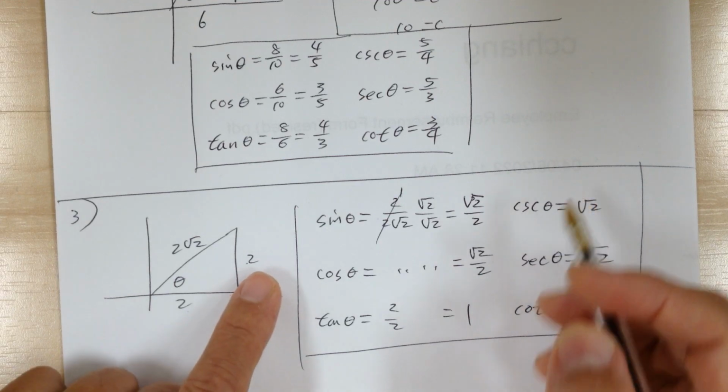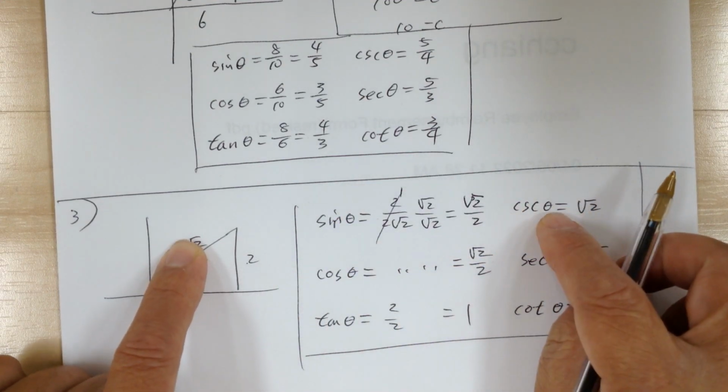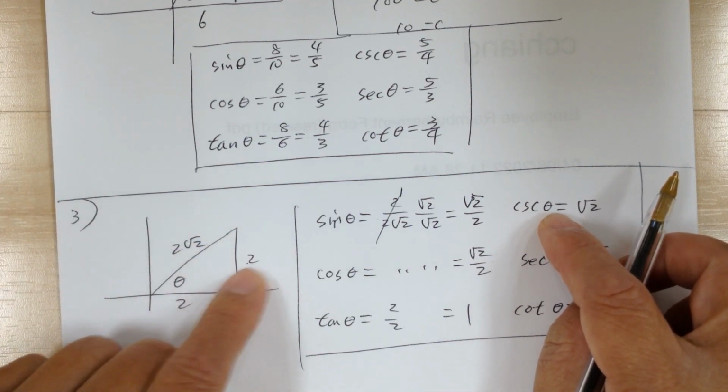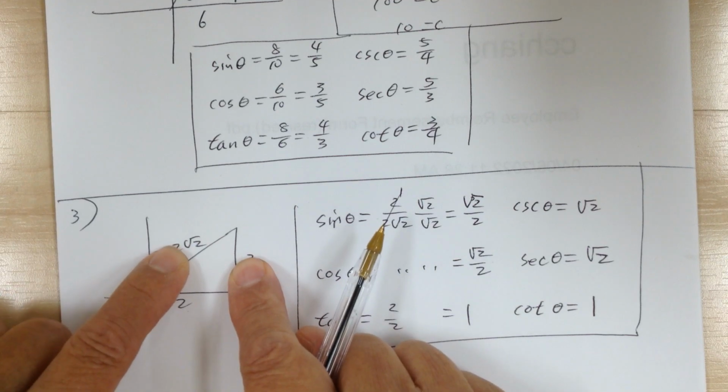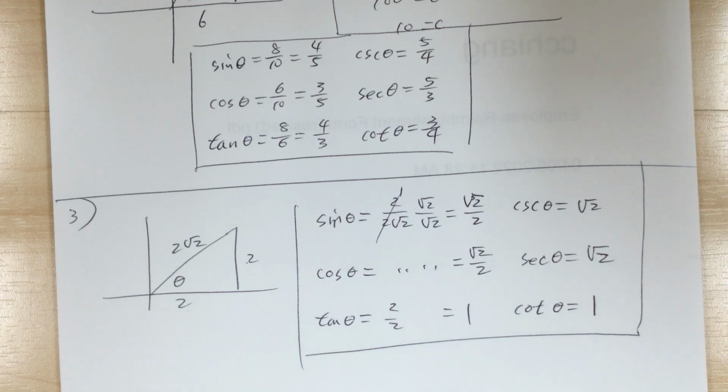Another way to do it is that sine is opposite over hypotenuse. And cosecant would be just the reciprocal, so it will be hypotenuse over opposite. So this over this, the 2 will cancel out. So that's how I get that. Okay, let's go to the next one.